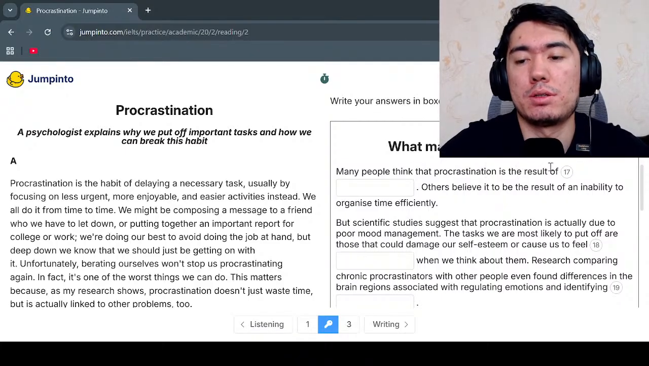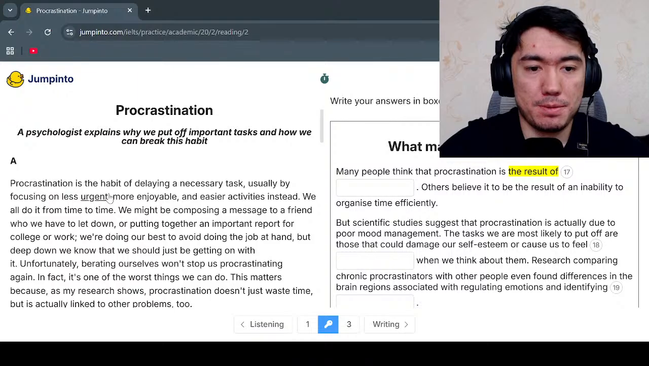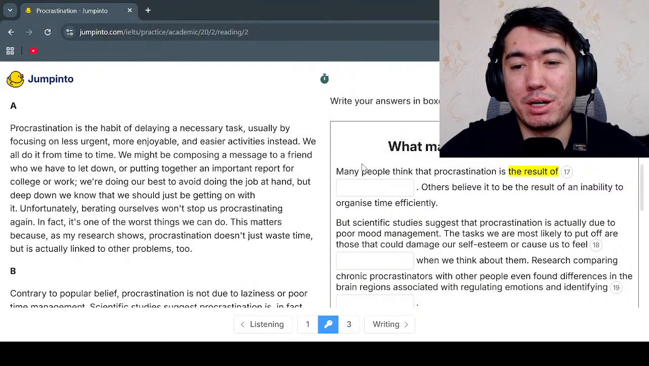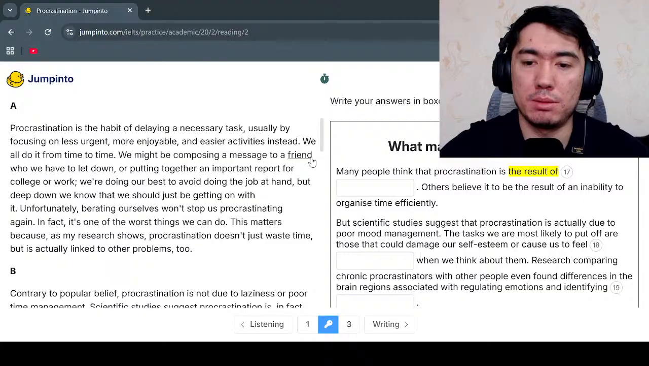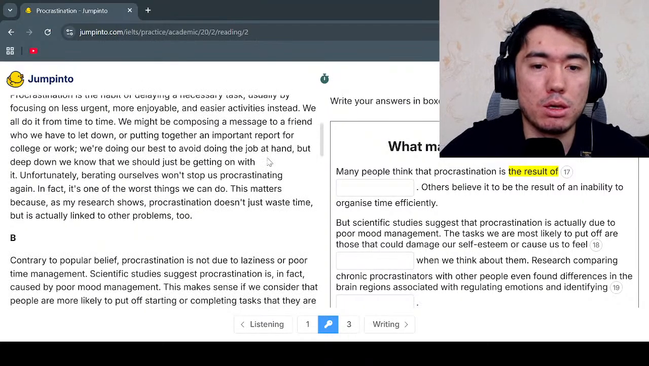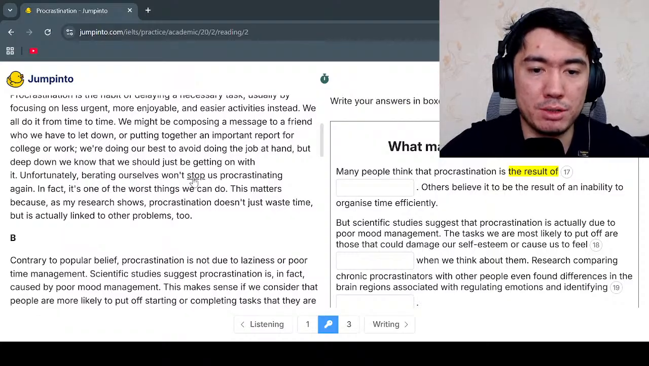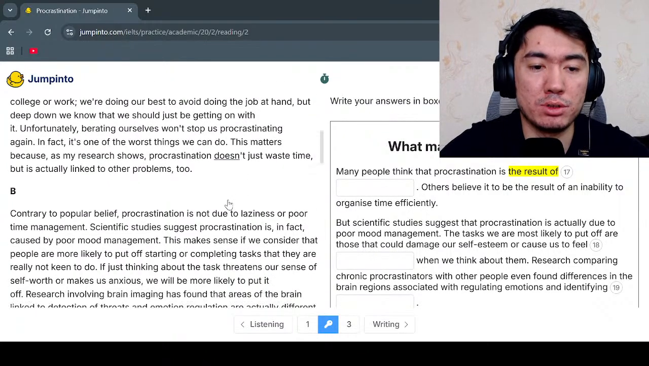Many people think that procrastination is a result of. What is procrastination the result of? Is a habit, usually focusing on less urgent things. We all do it from time to time. Composing a message. Yeah, like I don't have a clear location keyword here, so I'm forced to read right from the beginning. And that sucks a little bit, but it's okay. Composing a message, college, we're doing our best, but deep down we know that we shouldn't. Berating ourselves won't stop us procrastinating. It's one of the worst things, as procrastination doesn't just waste time, but is actually linked to other problems too.